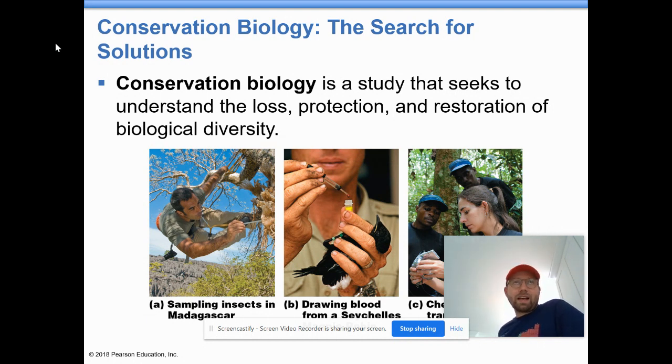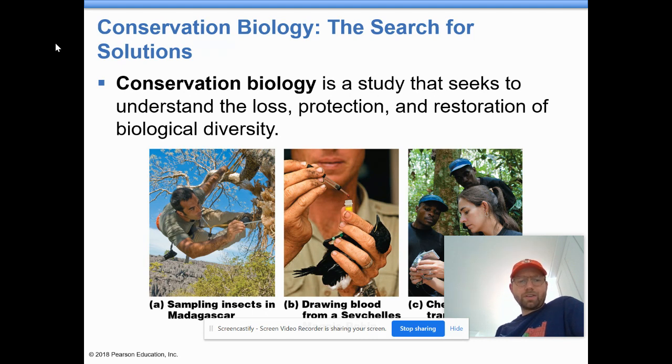So the last step is trying to figure out what we're doing so far. This is not by any means an exhaustive list of things that we could be doing, but these are a few things that we're doing right now to conserve biodiversity. If you're really interested in conserving biodiversity, you might be considered a conservation biologist, particularly if you're studying and trying to understand why it's going down and also how to protect it and restore biological diversity in general.